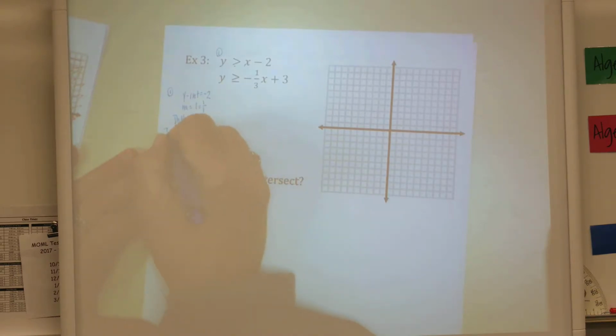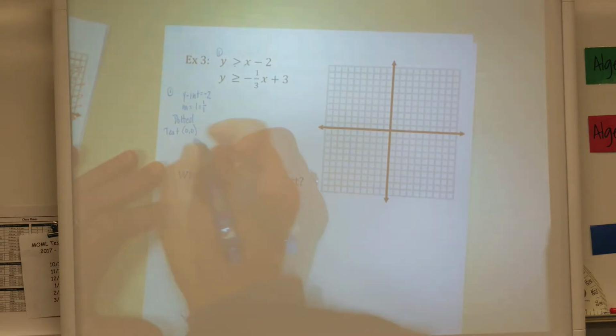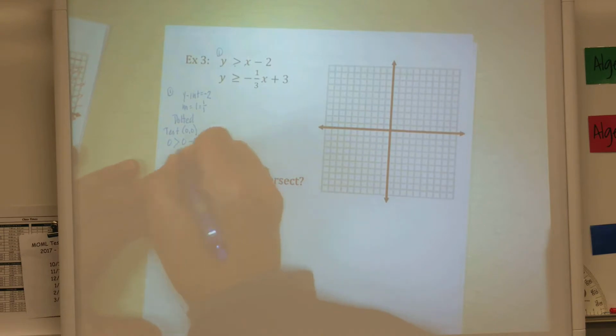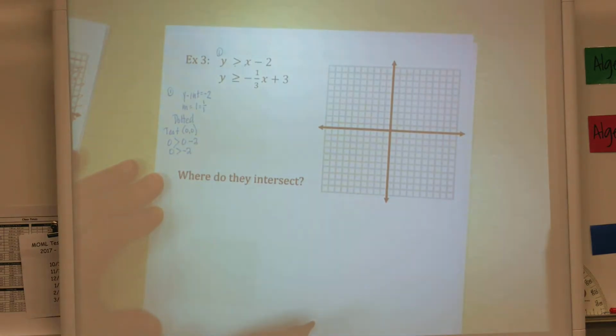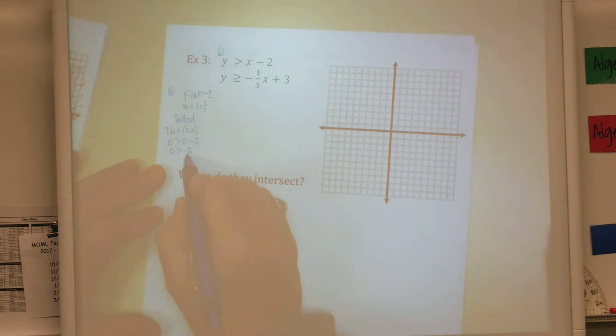I'm going to use my test point of 0, 0 to plug into my original equation. Plug in 0 for y is greater than 0 for x minus 2. 0 is greater than -2. I sort of have to think about it. Sometimes you have to do a number line just in your head to make it work. 0 is indeed greater than -2. This is true. So I do want to shade.